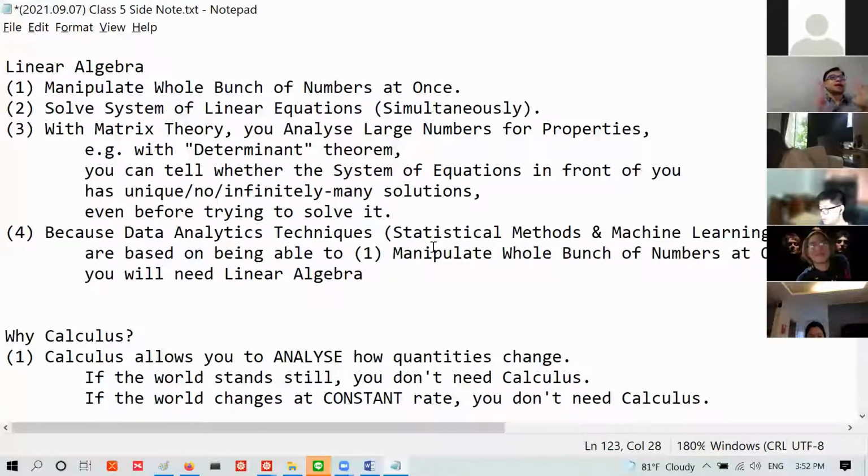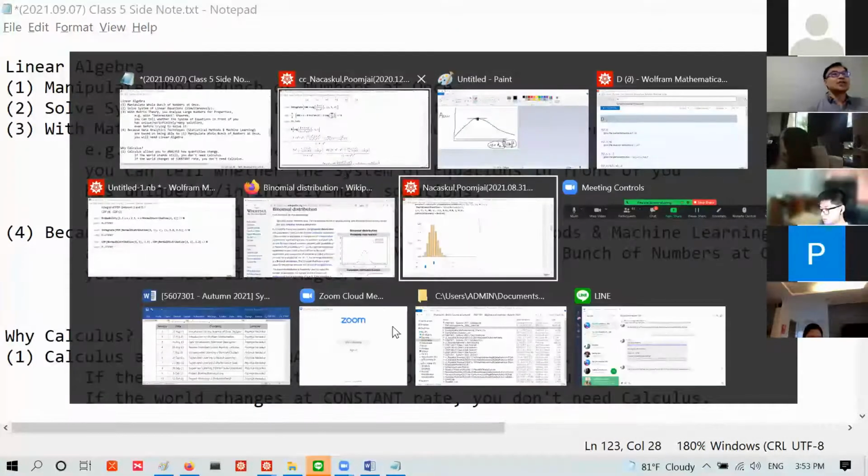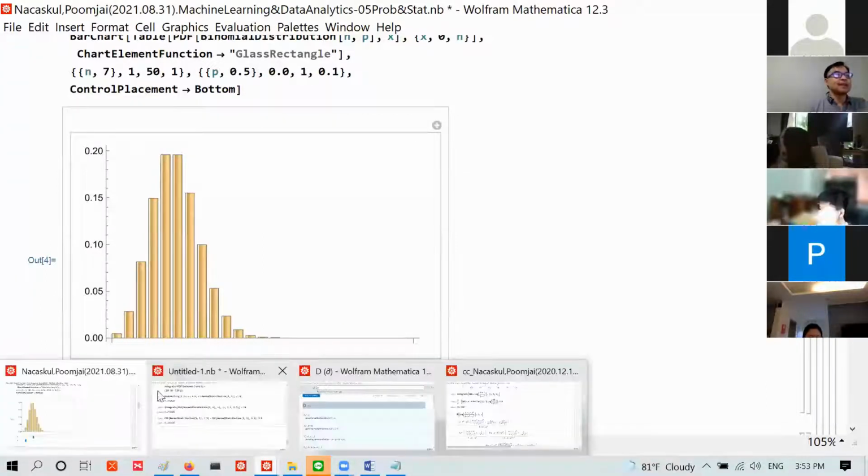What I'm saying is that Mathematica can do linear algebra and calculus for you. That's not the problem. It's been done for you. For most of the problems that you're going to run into in life, you can go to the reference page in Mathematica.